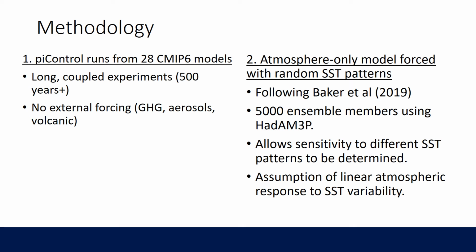Secondly, we make use of a set of atmosphere-only model runs following Baker et al. 2019. These are runs forced with a seasonal climatology of SSTs taken from observations, but with random perturbations imposed with scales of 10 degrees in latitude and longitude. There are 5,000 ensemble members to these experiments, and they allow the sensitivity of the jet to SSTs in different regions to be determined.